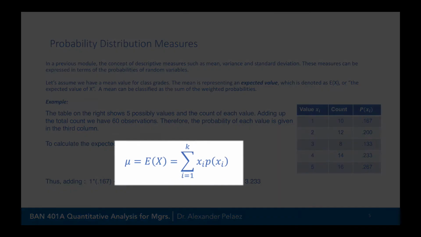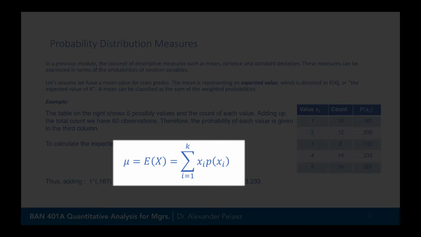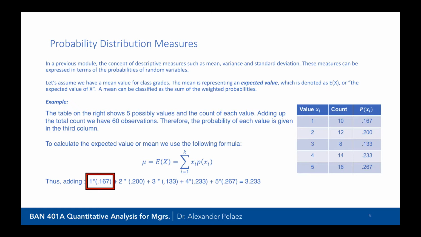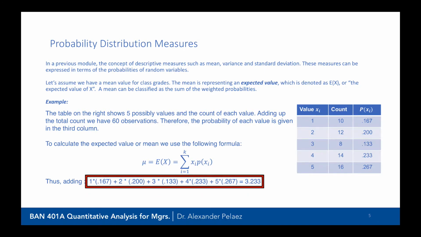We say mu is equal to the expected value of x, which is equal to the sum, of each individual x times its own probability. So if the value of xi is 1, we will multiply it by the probability of having a 1, which is 0.167. And if the x value is 2, we'll multiply that by the probability of xi, which is 0.20. And then we'll have 3 times 0.133, 4 times 0.233, 5 times 0.267. We add them up and we will get a mean value of 3.233.